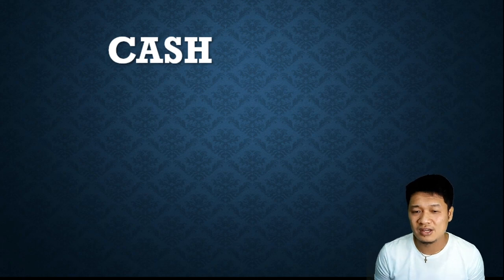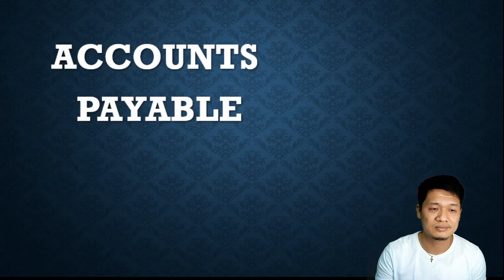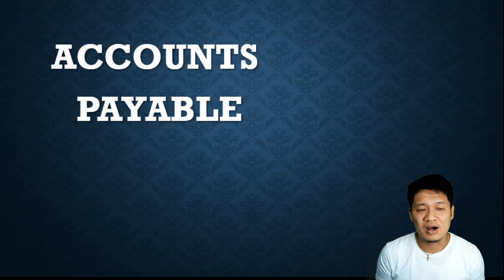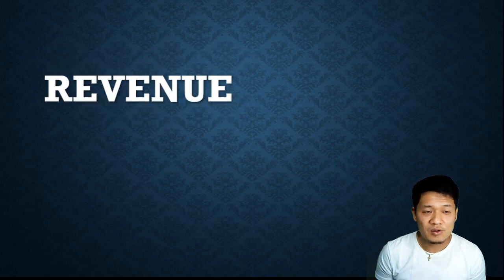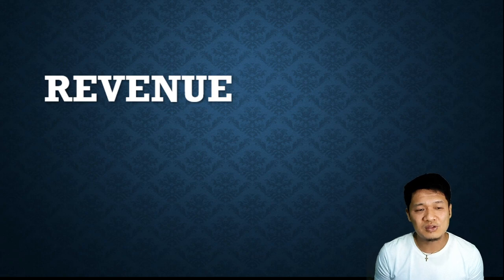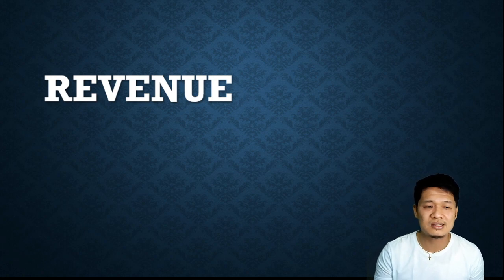How about cash? Okay, so knowing cash is an example of asset. So yung normal balance ng cash is debit. Accounts payable. So, accounts payable is an example of liability. So, yung normal balance na accounts payable is credit. Revenue. Okay. So, revenue is a synonym for income or another word for income. So, ibig sabihin, ang normal balance ng revenue is credit.